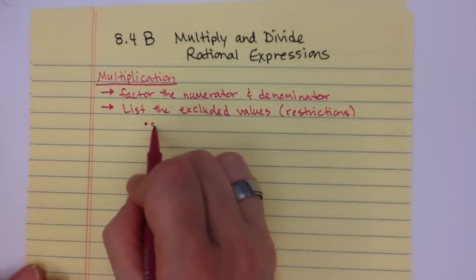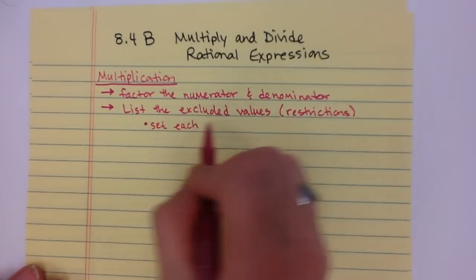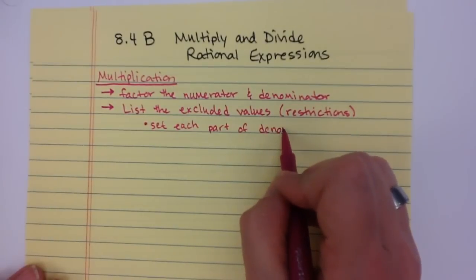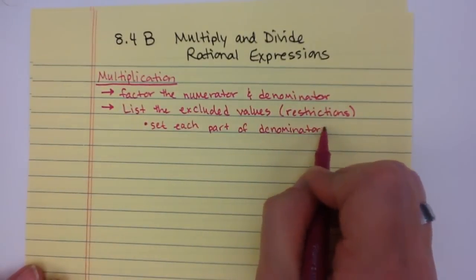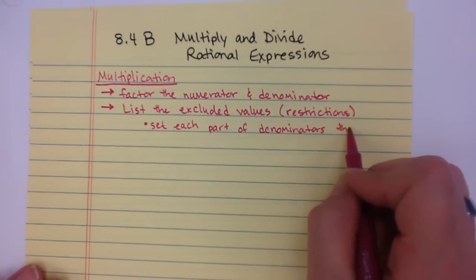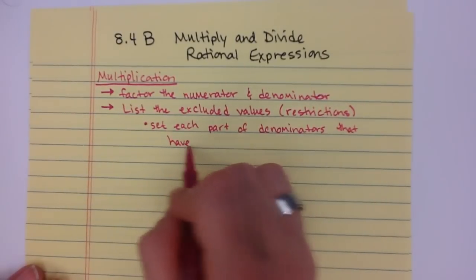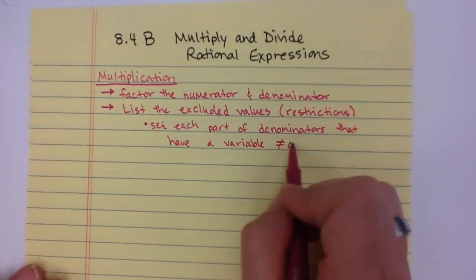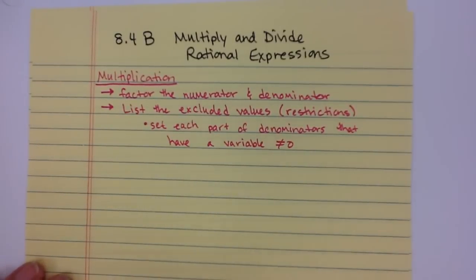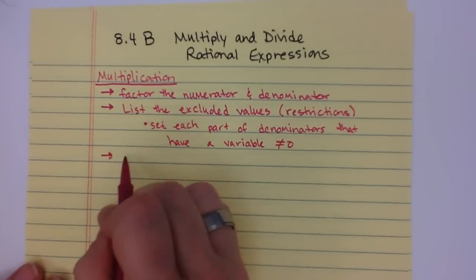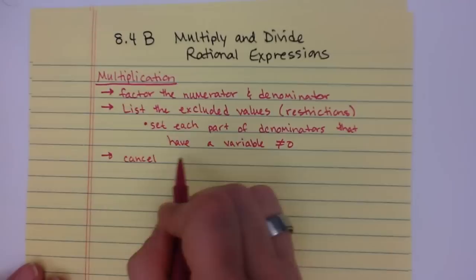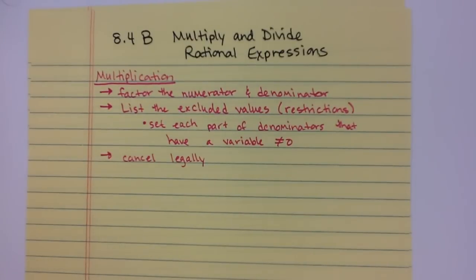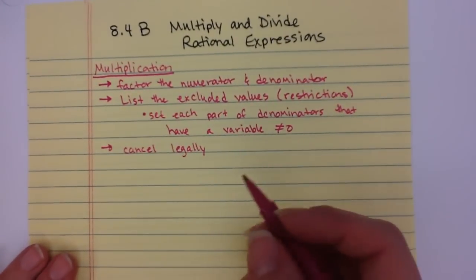And the way we do that is to set each part of any denominators that have a variable, set those not equal to 0, and solve for the restrictions. Then we will cancel legally. This is going to save us time, because if we cancel before we multiply, then we have less to multiply.